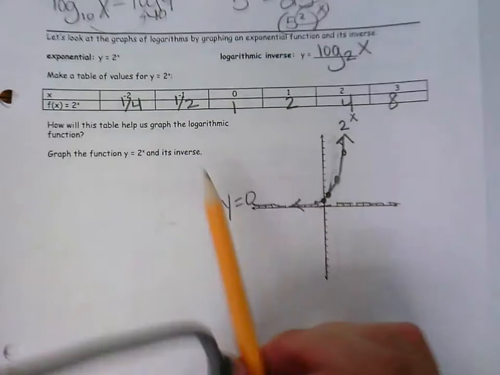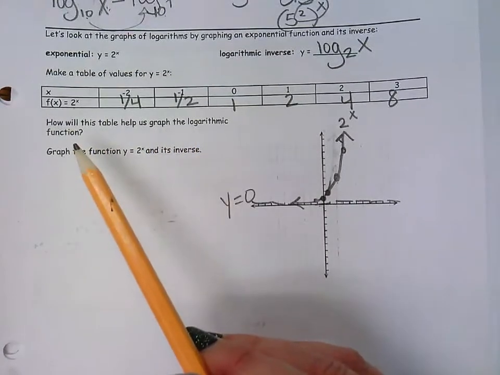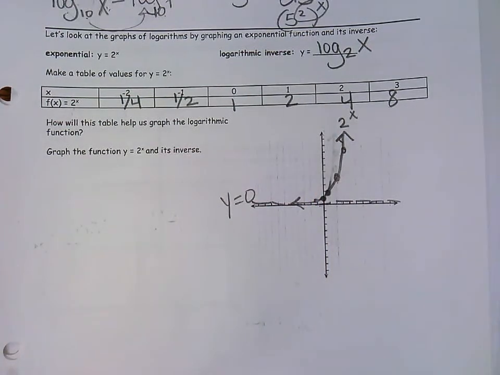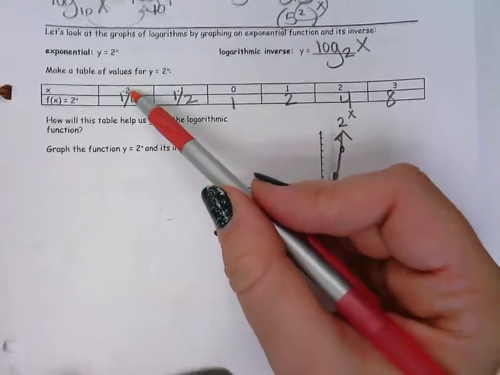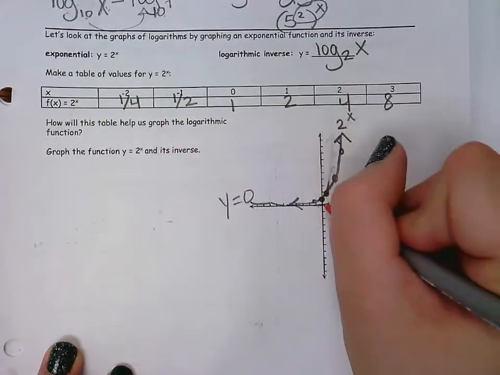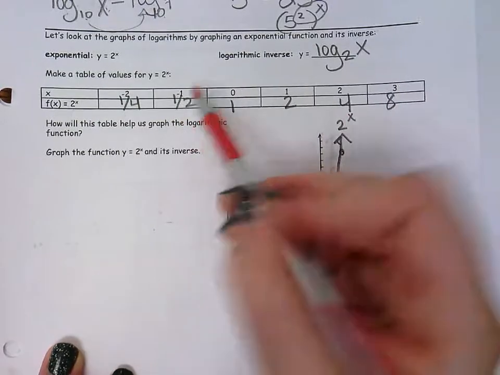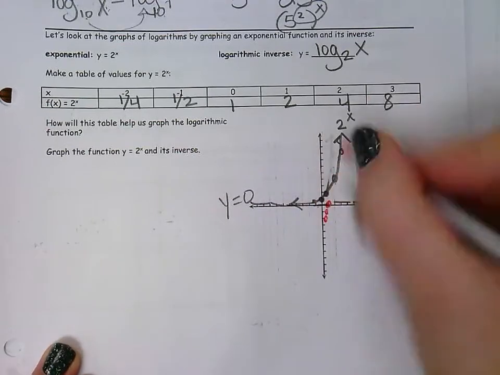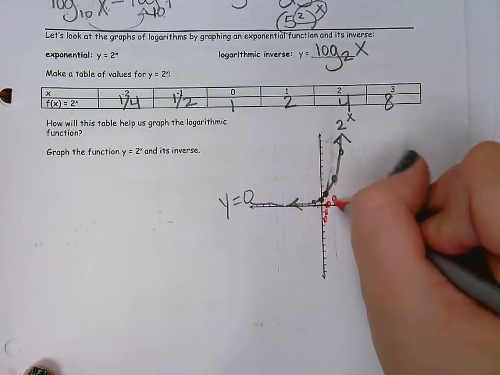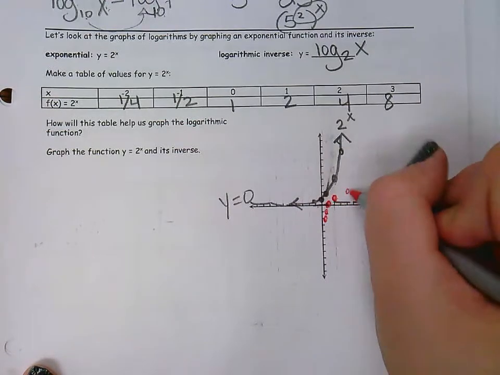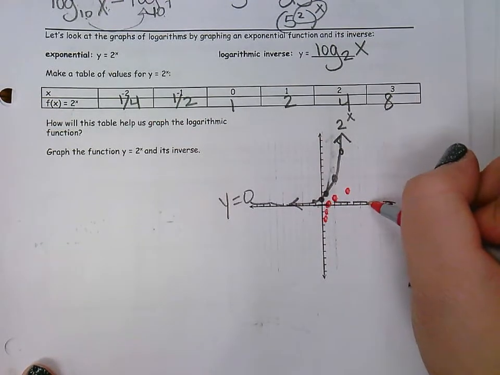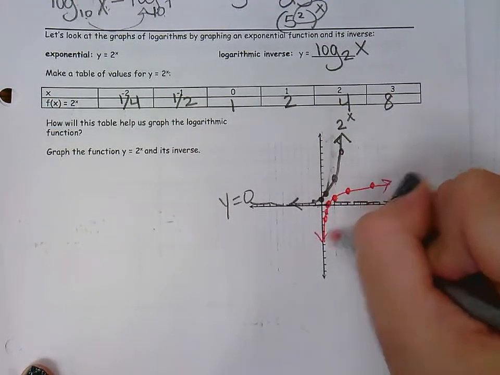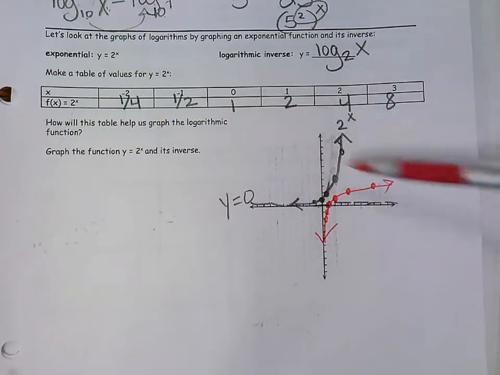Okay, so it says, how will this table help us graph the inverse? Don't you just have to flip x and y? So if I want to graph the log function, I'm going to graph 1/4, -2. 1/2, -1. 1, 0. 2, 1. 4, 2. 8, 3. So these red dots are just me flipping the x and y and graphing them.